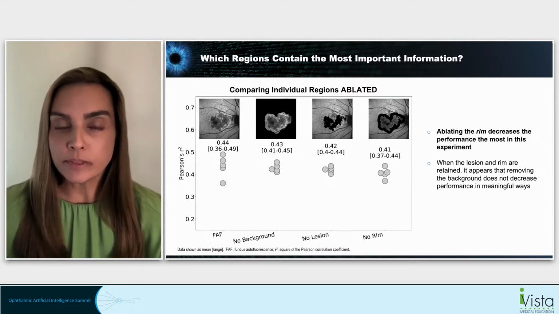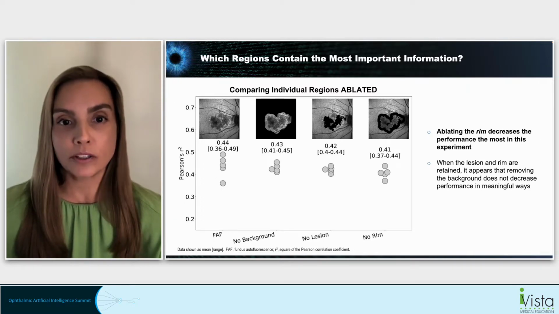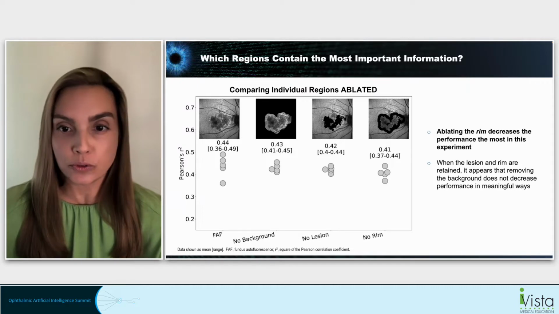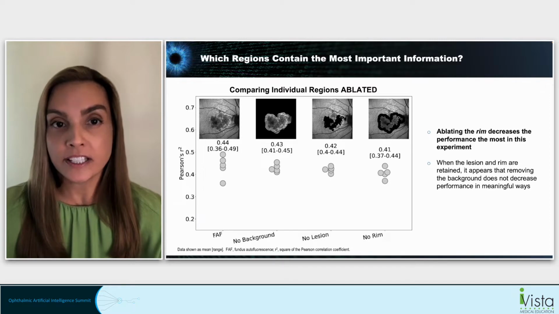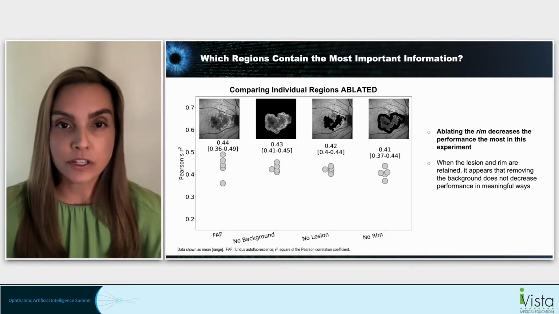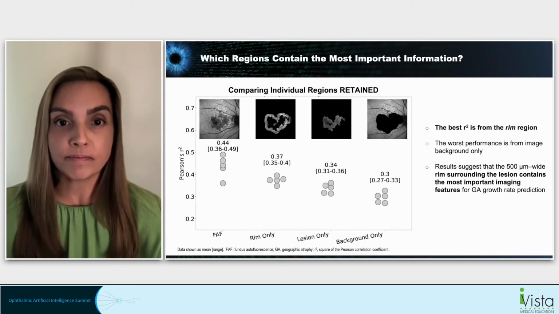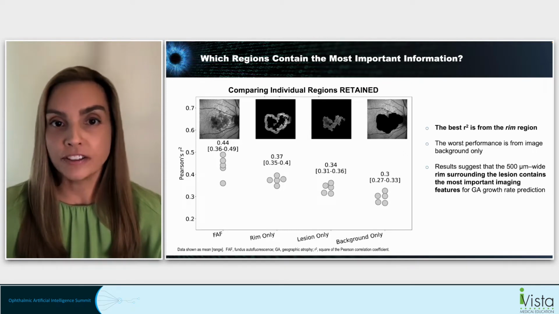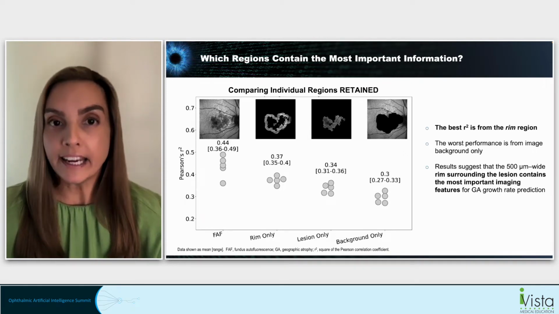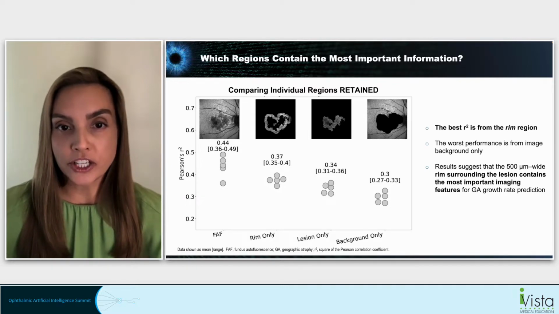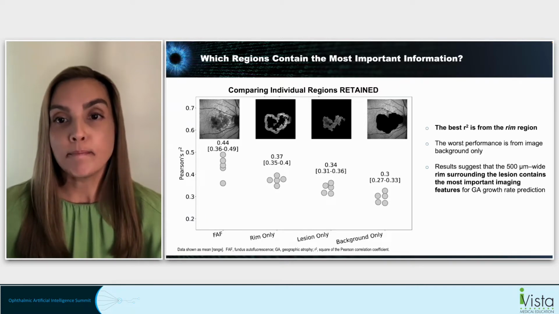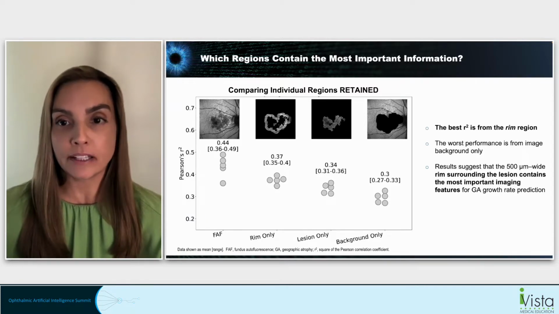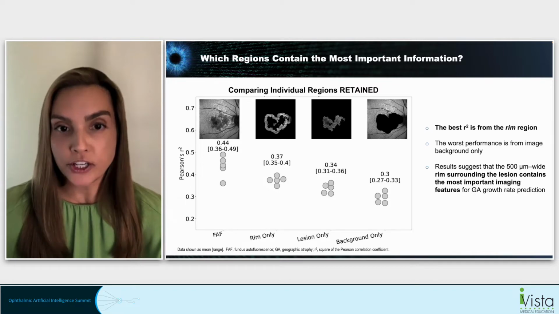And what we learned from this exercise is that ablating the rim decreased the performance of the models in most experiments in comparison to the full image. As a retina specialist, I was relieved and reassured that the rim in that exercise was the most relevant image region. And to confirm that observation, we did the other way around, and we retained only the pixels from the 3 regions of interest and then compare with the full image again. And in confirmation, the best performance came from the models using the rim region information.